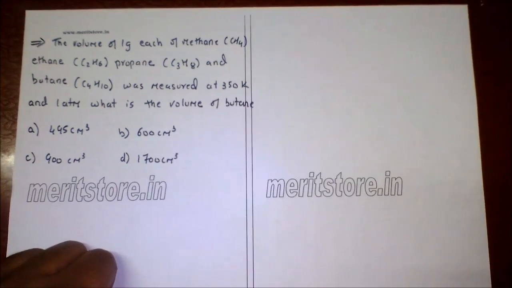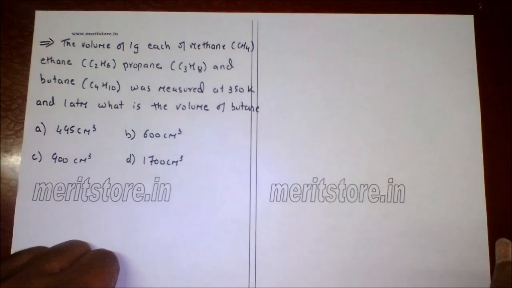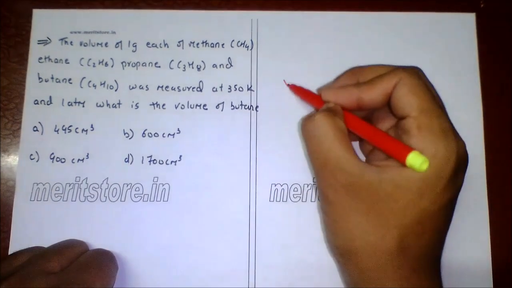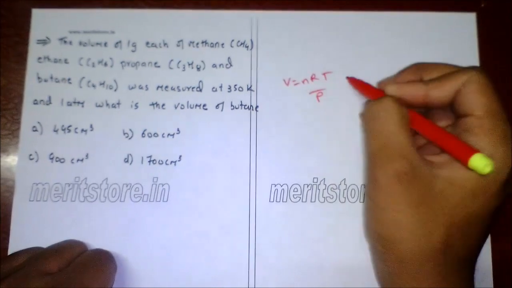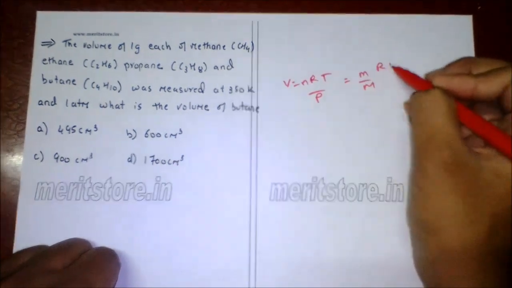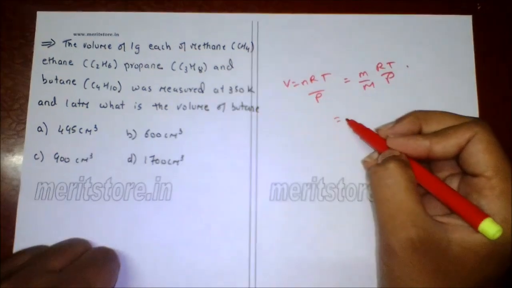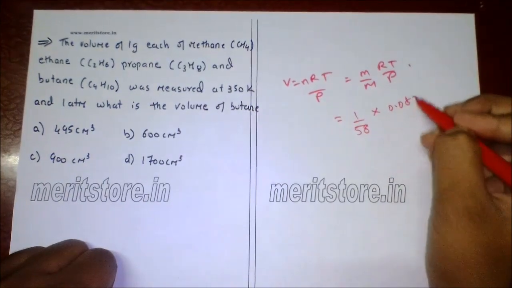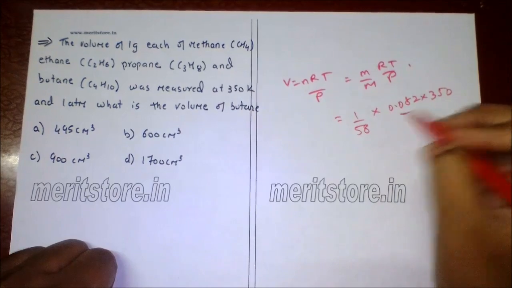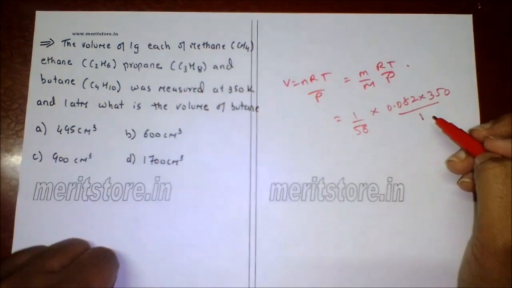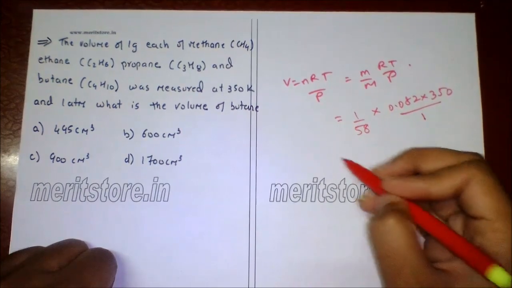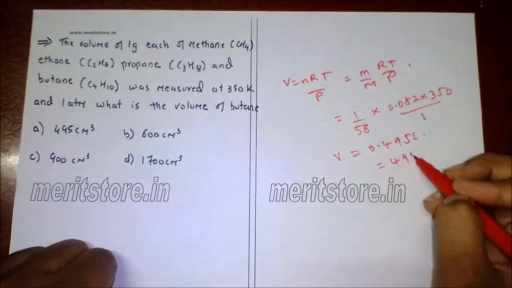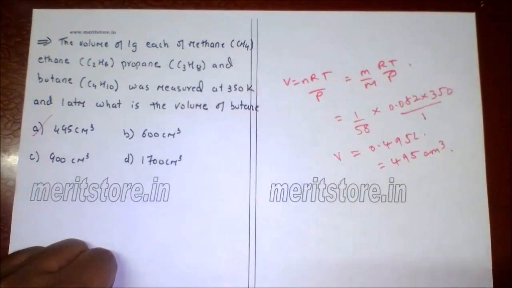The volume of 1 gram each of methane, ethane, propane and butane was measured at 350 Kelvin and 1 atmosphere. What is the volume of the butane? So volume is equal to nRT upon P. n can be written as mass upon molar mass, RT upon P. So for 1 gram of butane it will be 1 by 58 into 0.082 into 350 as the temperature is given, 1 liter volume. Pressure is 1 atmosphere. So the volume is 0.495 liter or 495 centimeter cube. So option A is the correct answer.